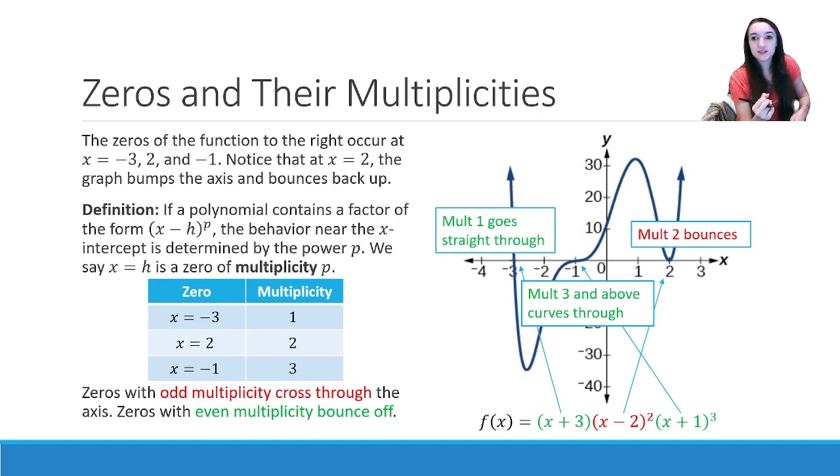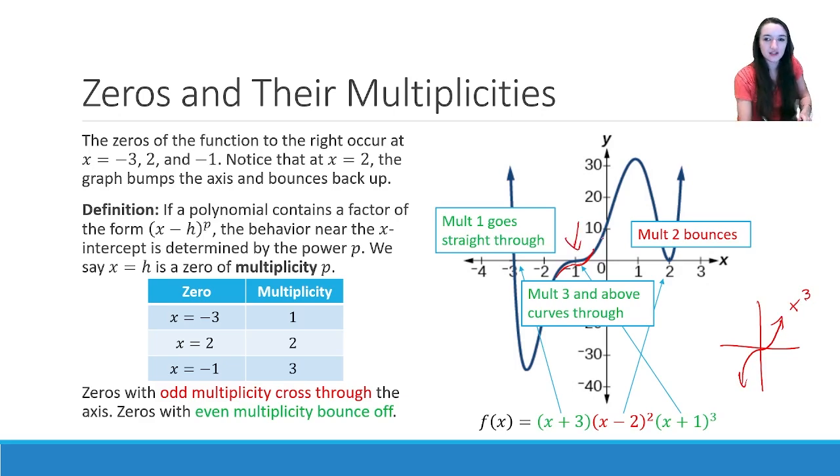But we can get a little bit more specific about it. If the odd multiplicity is greater than 1, so like 3 or 5 or 7 or any odd number greater than 1, then when we cross, we do it a little bit flatter. It flattens out in the same way that the graph of just plain old x cubed does. So this is x cubed. So that's one way you can remember is that x cubed does this. And that's essentially what's happening, there is an x cubed occurring right there, because it is x cubed. That's part of that graph.